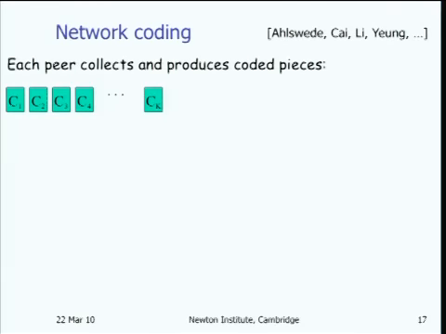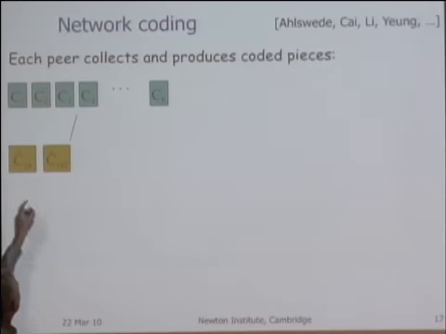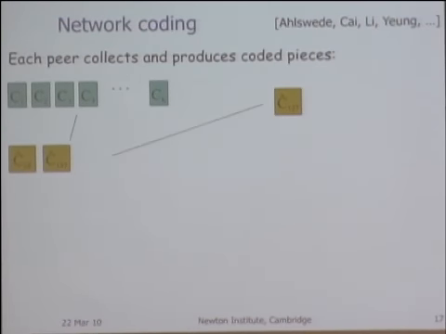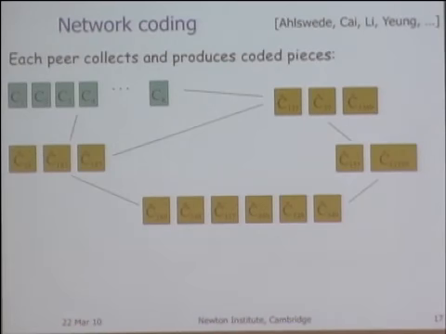So you've got k pieces, and then maybe a seed gives a peer pieces 2 plus 8, and later gives the peer pieces 1 plus 8 plus 7. Then this peer could add these two together using mod 2 addition, and the 8s would cancel out, and it can produce piece 1, 2, 7 and send it to another peer. As peers get more pieces, they put them in their collection.